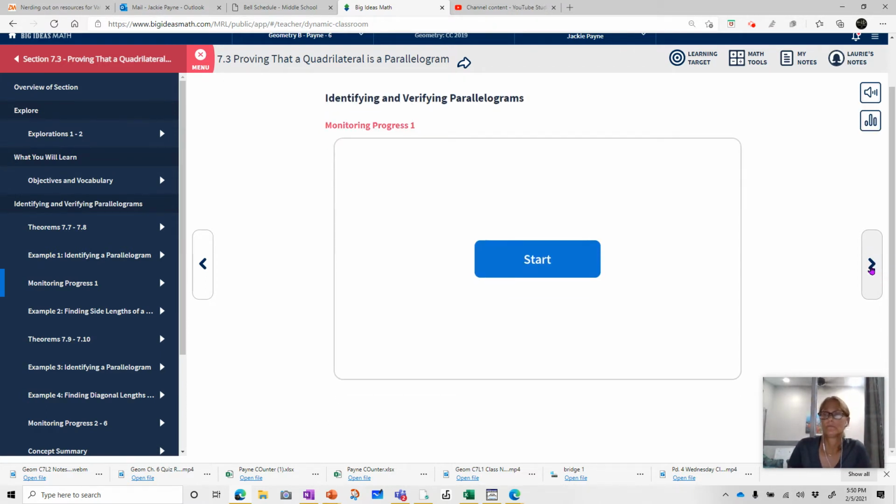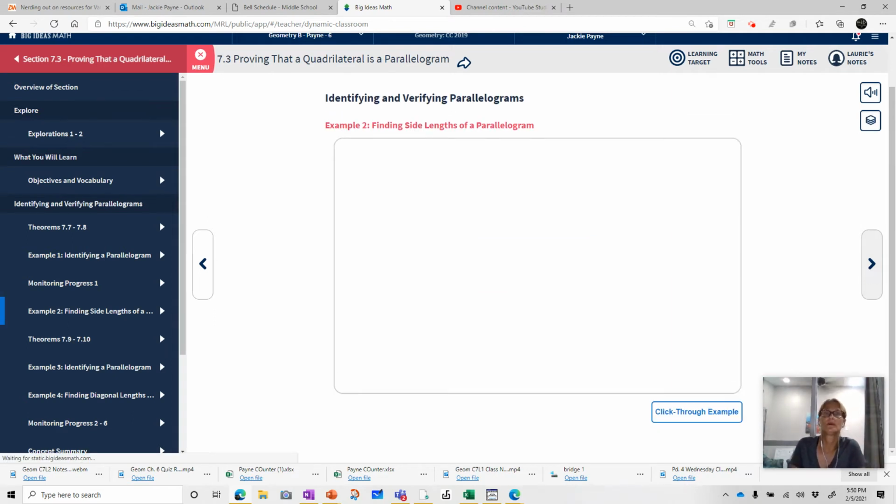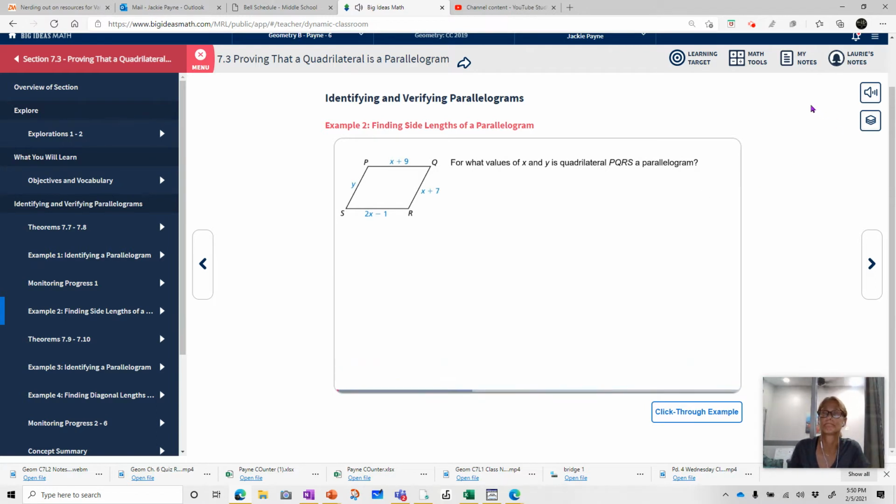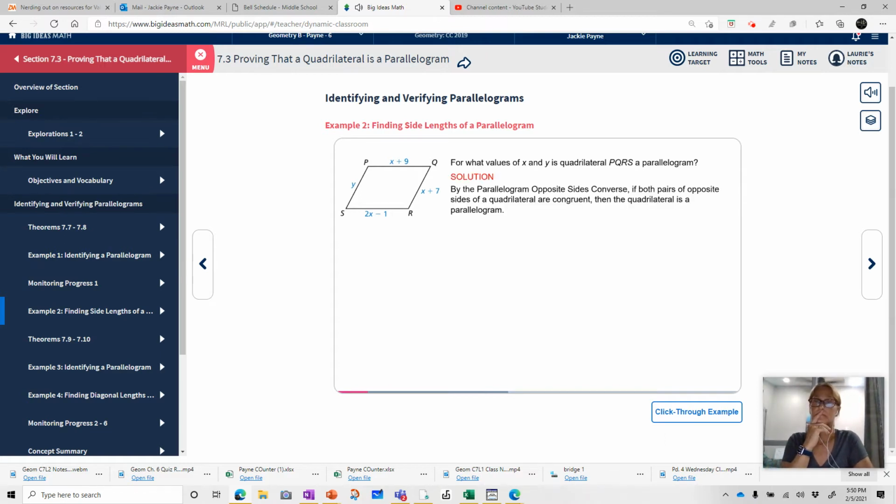So, here's a second example where we're finding the side lengths. For what values of x and y is quadrilateral PQRS a parallelogram? Solution. By the parallelogram opposite sides converse, if both pairs of opposite sides of a quadrilateral are congruent, then the quadrilateral is a parallelogram. Find x so that segment PQ is congruent to segment SR.